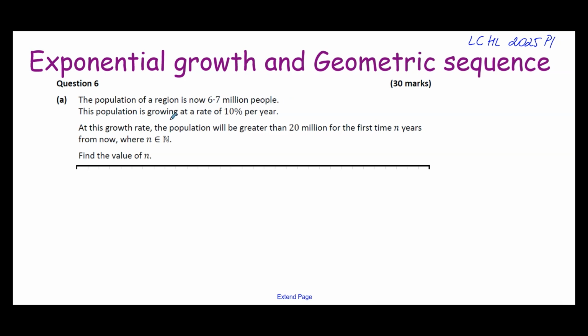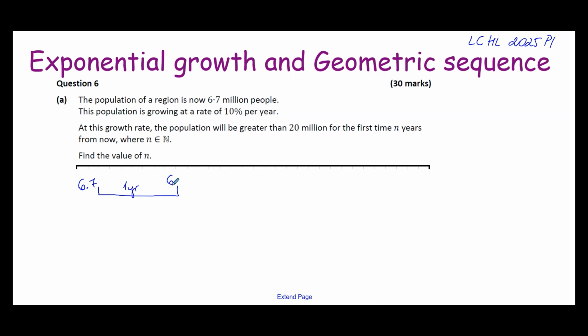At this growth rate, the population will be greater than 20 million for the first time some number of years from now, and therefore we have to find that value of n. So basically, when are we going to have 20 million? If you are thinking about that, our starting point is 6.7 million. And then 1 year goes, and then what happened?